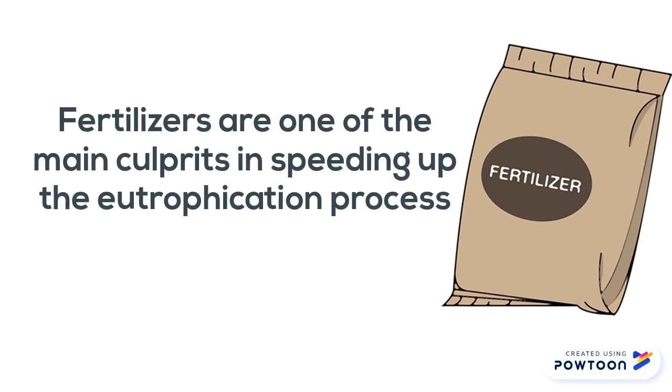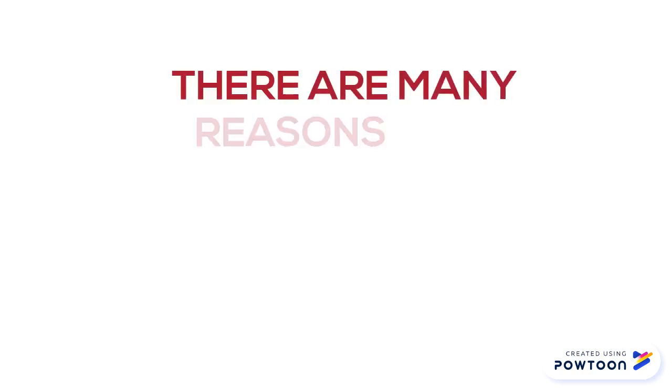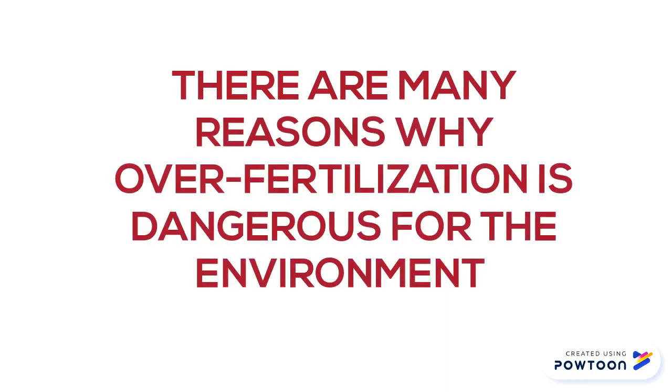Fertilizers are one of the main culprits in speeding up the eutrophication process because they are rich in nitrogen and phosphorus. There are many reasons why overuse of fertilizers can be dangerous for the environment.